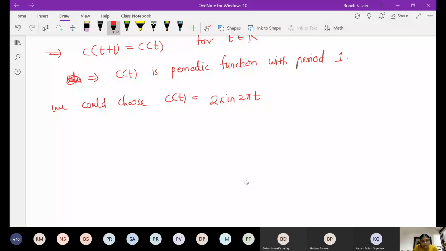For example, why am I saying this? Because what is c at t plus 1? It is 2 times sine 2 pi at t plus 1. What will this be?